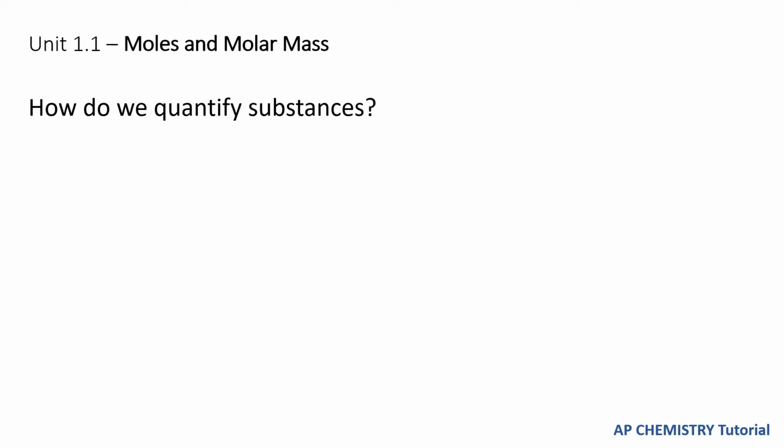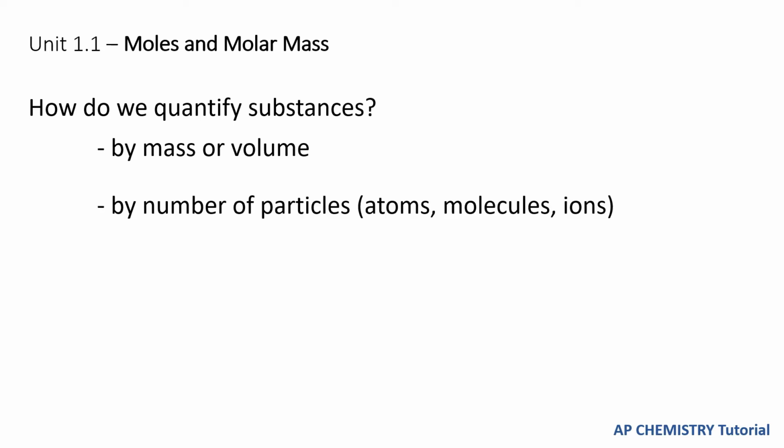So the first question is, how do we quantify substances? Or should we say, how do we measure the quantity of a substance? Usually, we determine the mass or volume of a substance. Most of the time for solids, we use mass, and in many cases for gases and liquids, we use the volume. We can also quantify substances in terms of the number of particles, in terms of atoms, molecules, or ions.